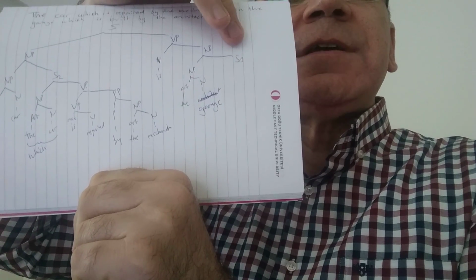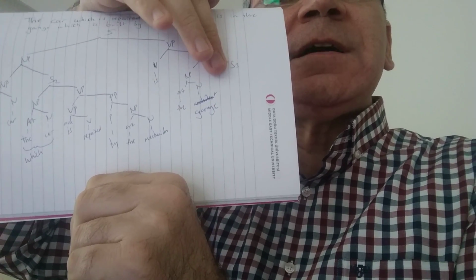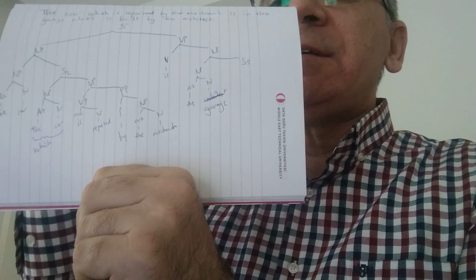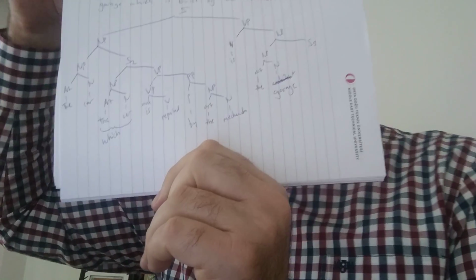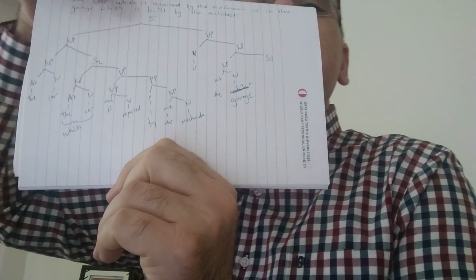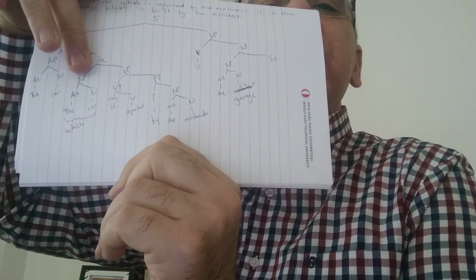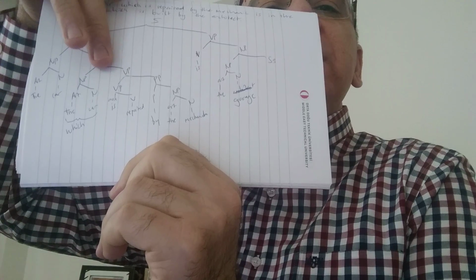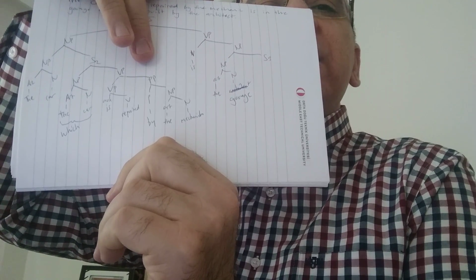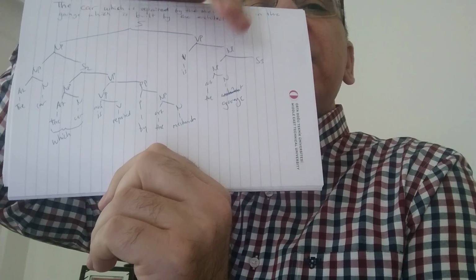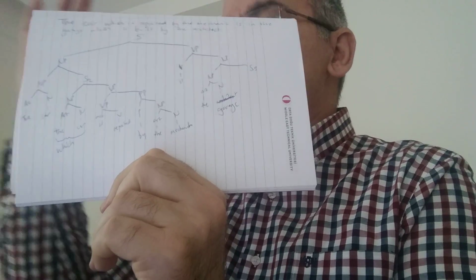The garage. In sentence 3, we are going to say the garage is built by the architect. It is the same structure as in here. The car is repaired by the mechanic. The garage is built by the architect. Same structure. Yes, a question is coming.